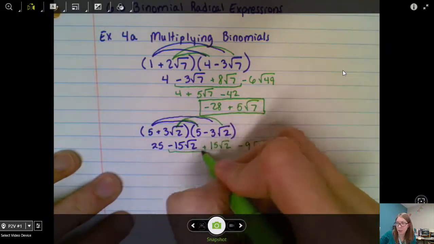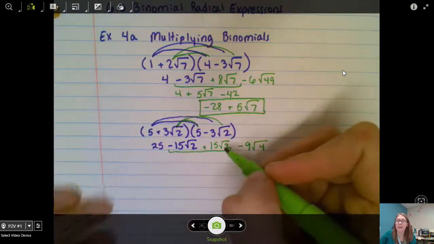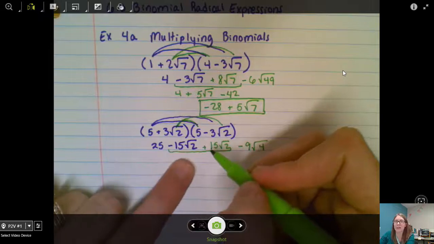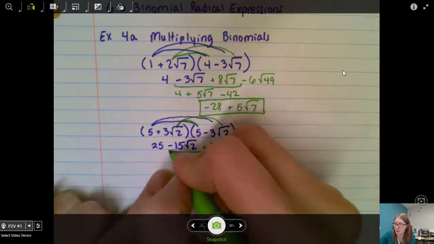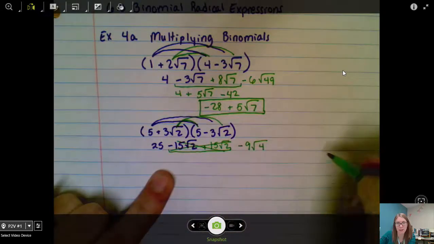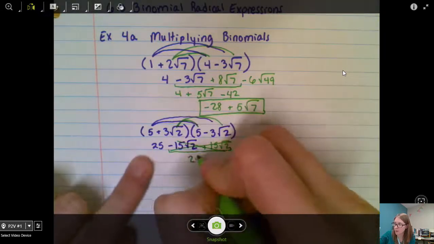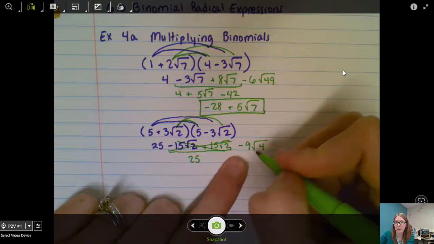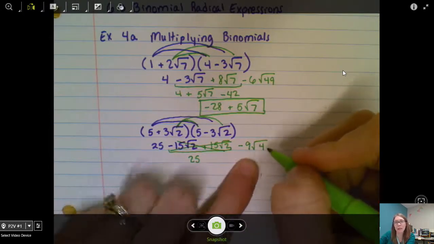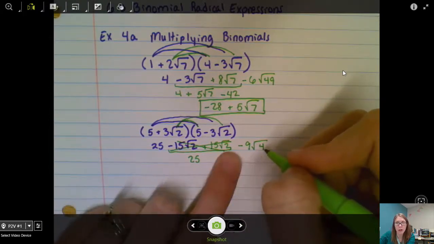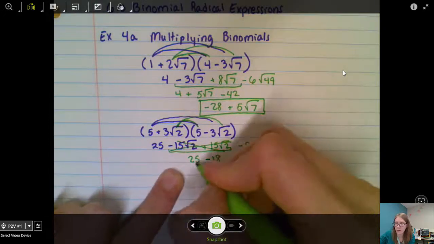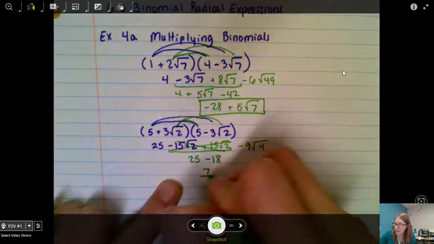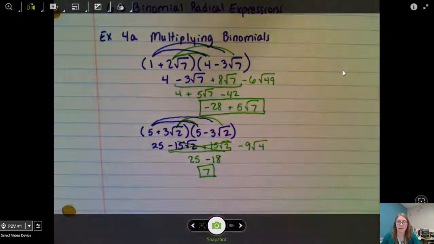And again, we can combine our middle terms here, but because we have conjugates, these middle terms really cancel out. Negative 15 square root of 2 and positive 15 square root of 2 cancel out. We get 25 minus 9 times the square root of 4, but the square root of 4 is 2. Negative 9 times 2 is minus 18. 25 minus 18 is 7 as my final answer.